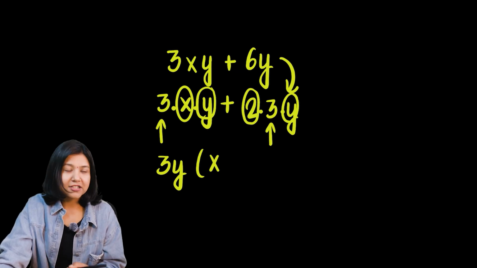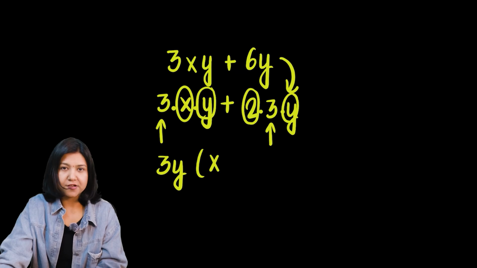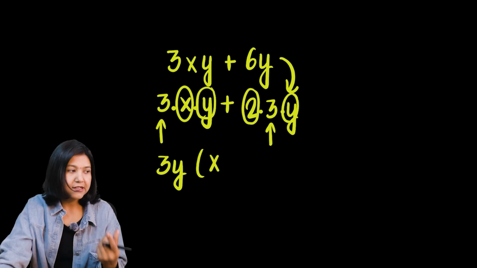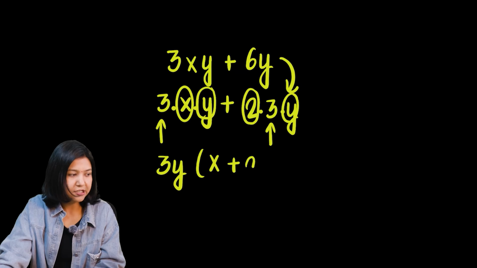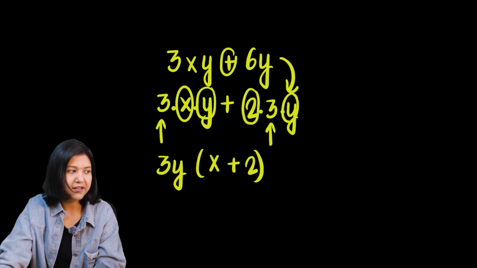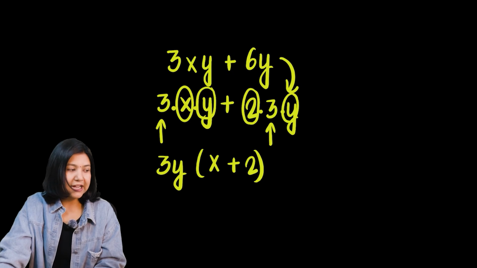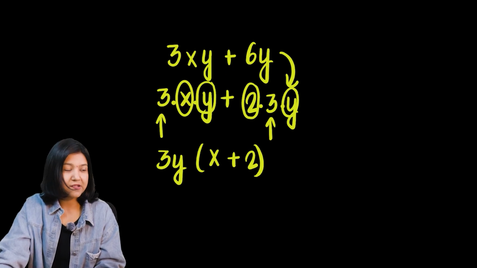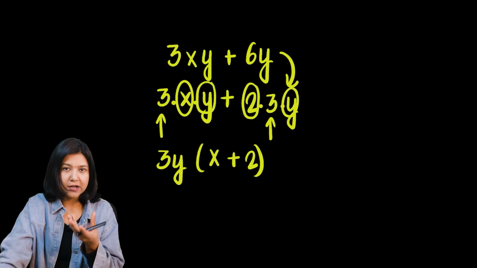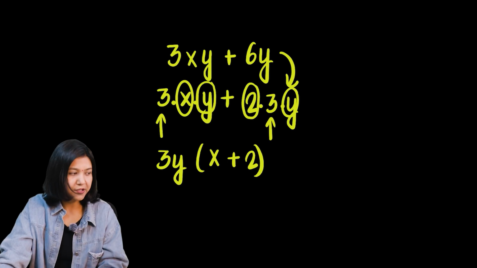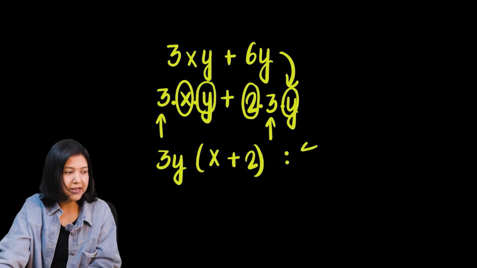So this is called factorizing. I just kept out the commoners. The commoners are outside, and the non-common parts are the ones you write in the form of addition or even subtraction, provided the question gives you minus here. So you just got 3y times x plus 2. Now x plus 2 is inside the bracket because it is one group multiplying with the other group, 3y. So this is called factorized form.